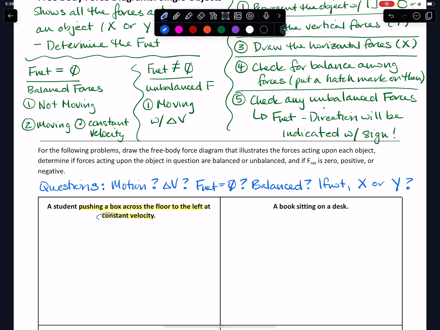All right, so there is a key term, constant. If your velocity is constant, that means no changing velocity. So we have motion. The object is moving to the left, but we have constant velocity, so no change in velocity. And what that tells me is that my F net has to equal 0. Remember, if you have an F net of 0, you either aren't moving at all or you are moving but at constant velocity. And if F net is 0, then all of my forces are balanced.